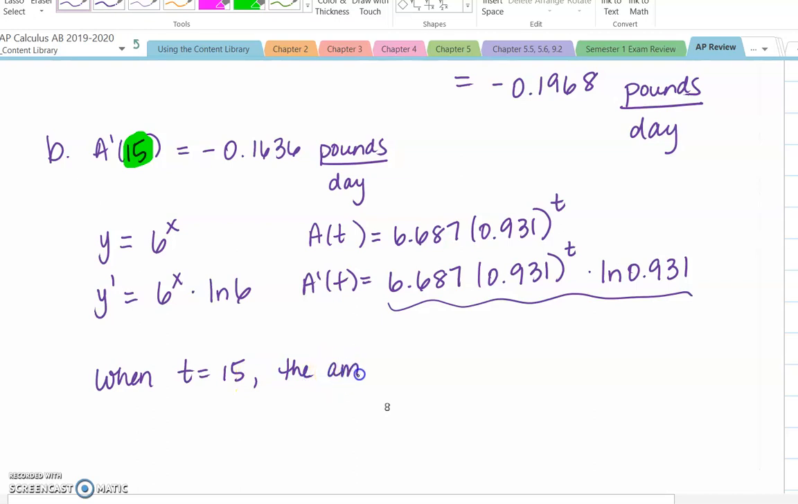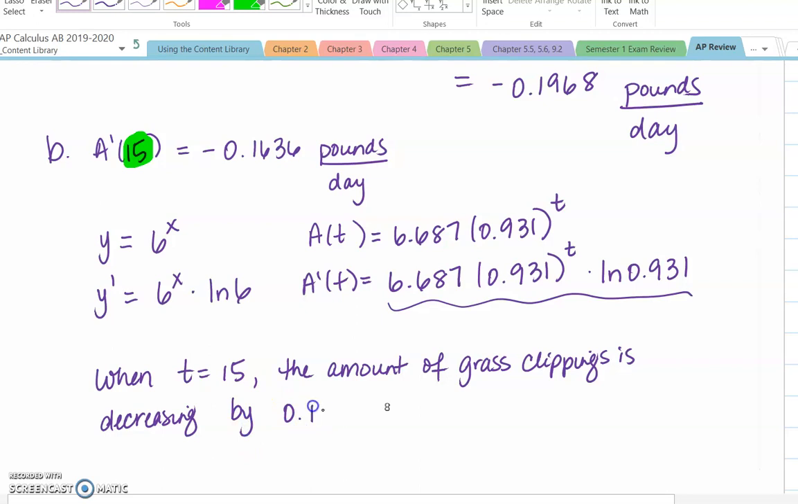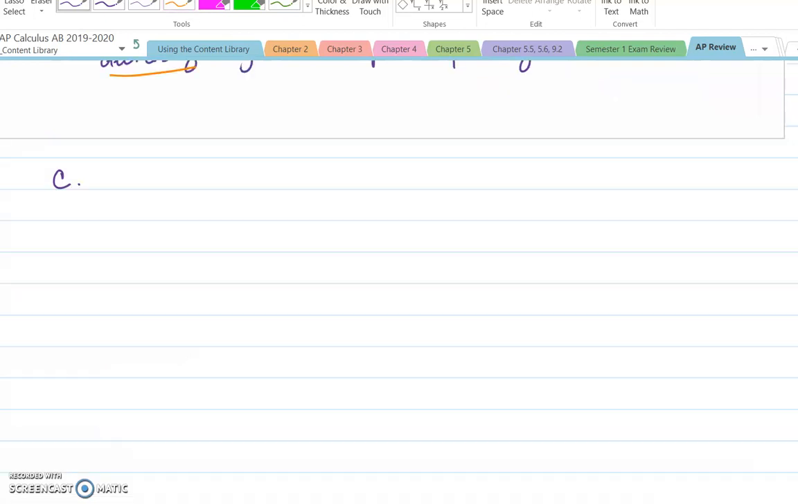the amount of grass clippings is decreasing by 0.1636 pounds per day. The fact that it's negative is why I'm using the word decreasing here, and I don't want to do double negatives on the value and on the words. Part C is a classic problem.